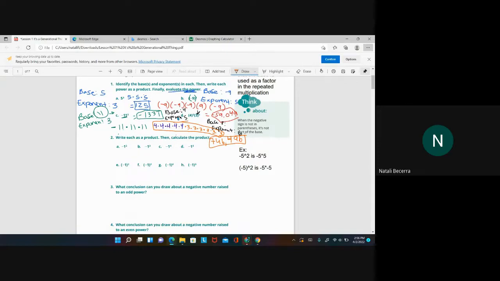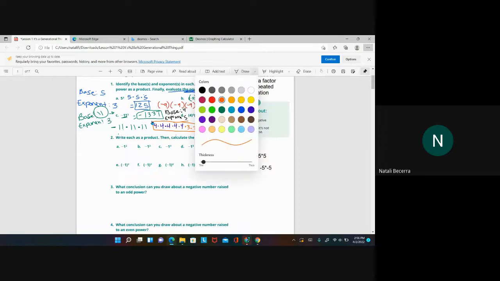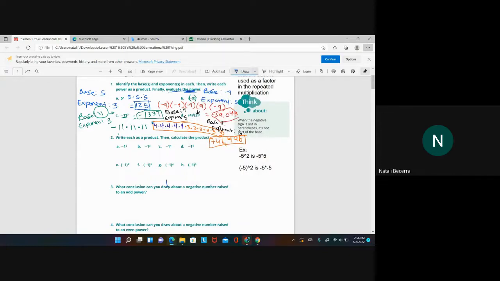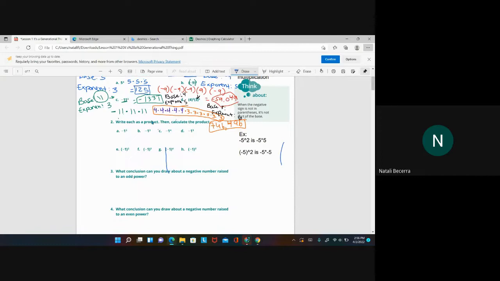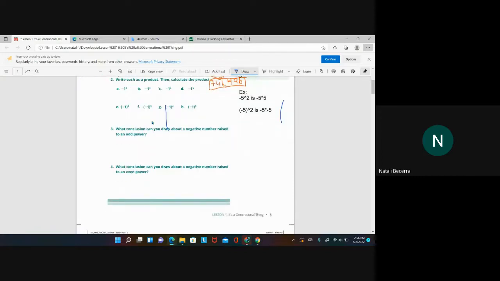Okay, so hopefully that gives you an idea of what the exponent is. Like I said, the main thing here is that parentheses are very important. All right, moving on. Here we go. Write each as a product, then calculate the product.